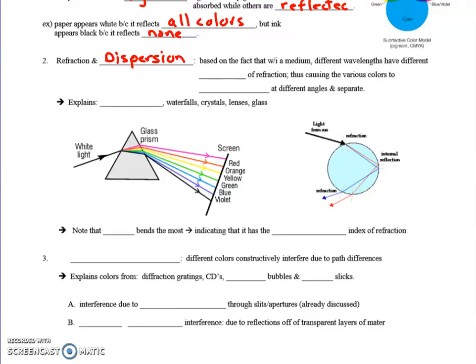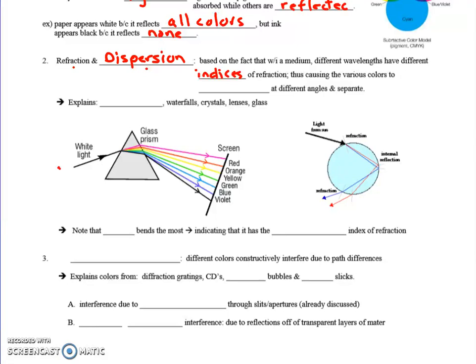Okay, so there's two phenomena going on here. The refraction, we know what that means. Dispersion is the separation of the colors because of that. And it's based on the fact that within a medium, different wavelengths have different indices of refraction. Okay, and that's a little bit different than when we learned refraction. We learned refraction was about the incident angle and the medium in which it travels.